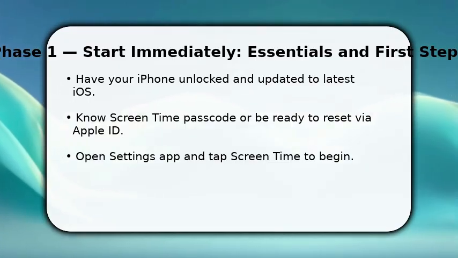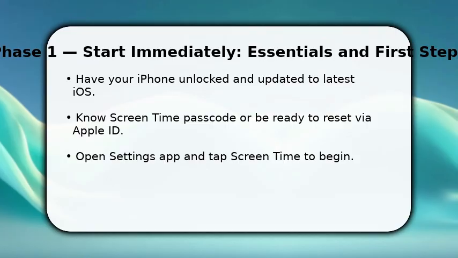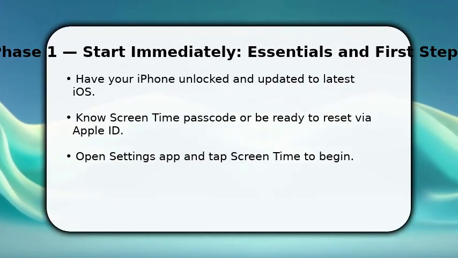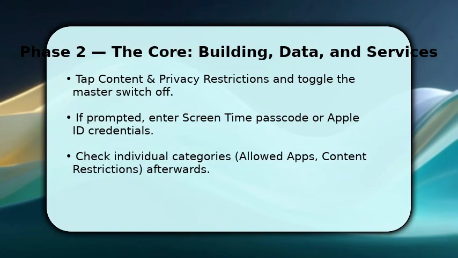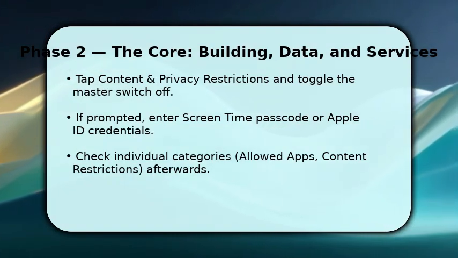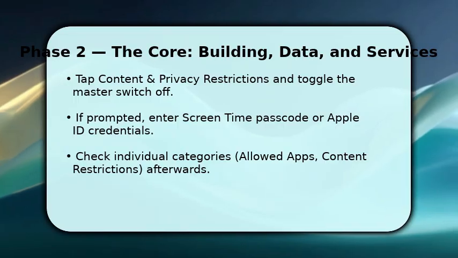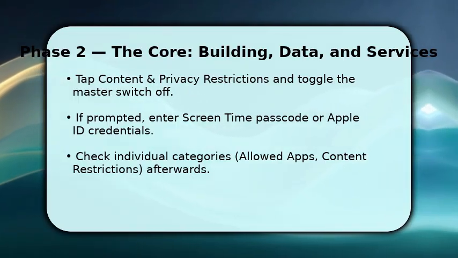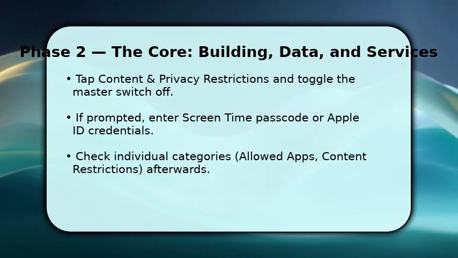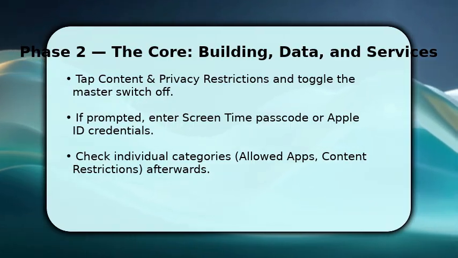Once done, you'll see content and privacy restrictions. We're about to access those switches, so you can turn restrictions off quickly and safely. You now tap Content and Privacy Restrictions and look for the master toggle at the top. Flip it off to disable all enforced limits in one step. If the iPhone asks, enter your screen time passcode or authenticate with your Apple ID.